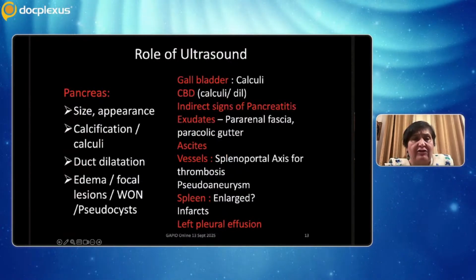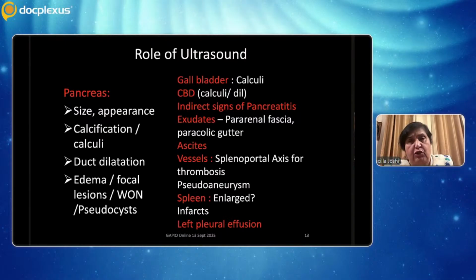So the role of ultrasound is to evaluate the pancreas, its size, appearance, any presence of calcification or calculi, duct dilatation, if there is any edema present, if there are focal lesions, if there's any walled-off necrosis, or there is presence of pseudocysts. Simultaneously, it's important to also evaluate the gallbladder because presence of calculi can give you an indication as to the cause of pancreatitis, to evaluate the CBD to see if there is any CBD dilatation or if there are any CBD calculi.